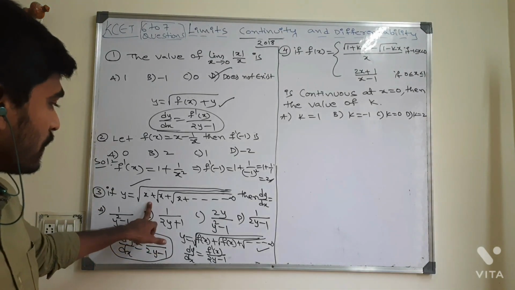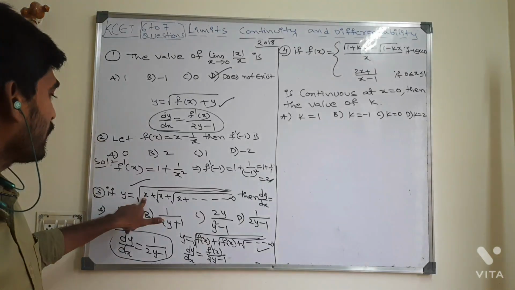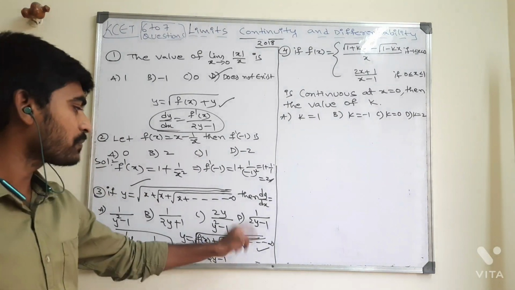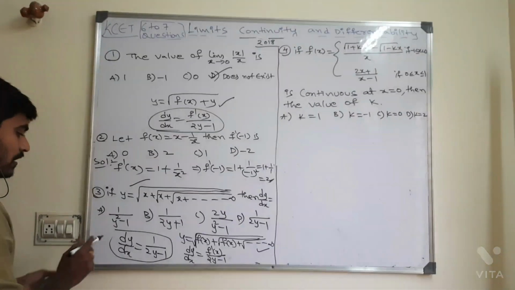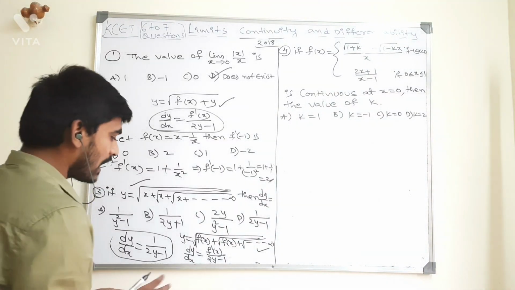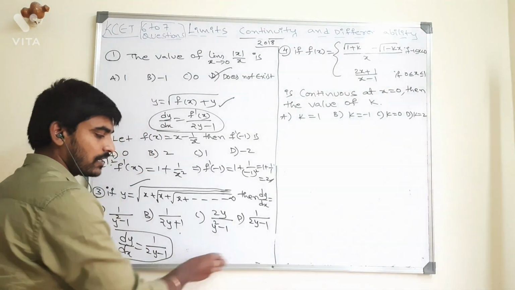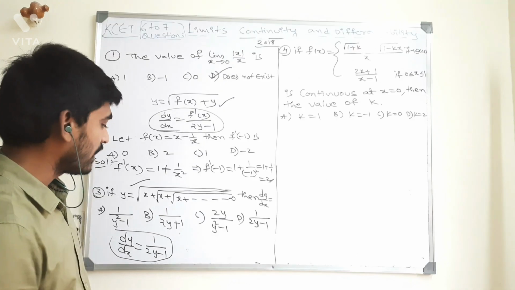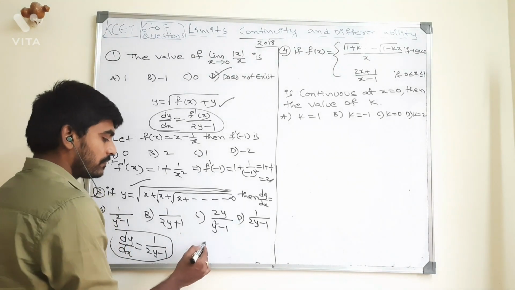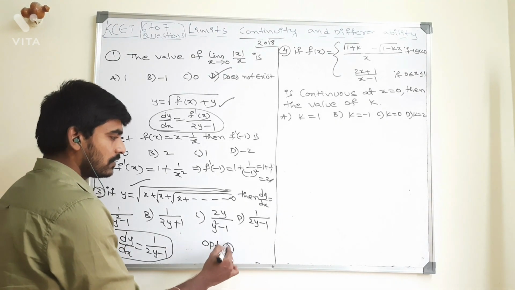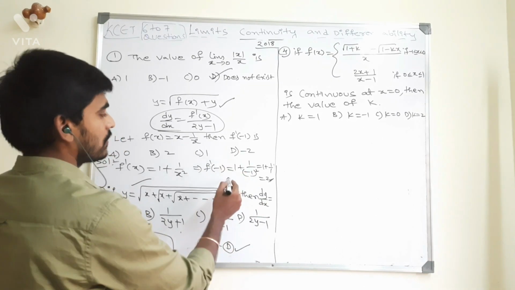See, now I am observing this question. What is the answer? The derivative of x is 1, so 1 by 2y minus 1. Option D. How much time do you need to judge the answer? Maybe you will take 30 seconds to bubble the option, but it won't take much time to solve. Option D. This is also option D, no?